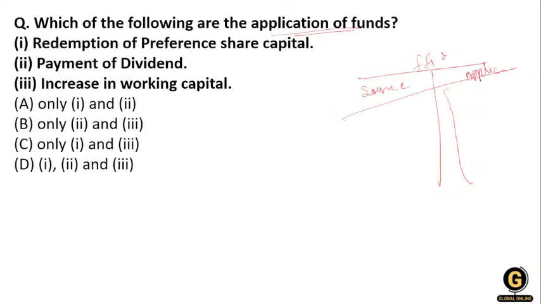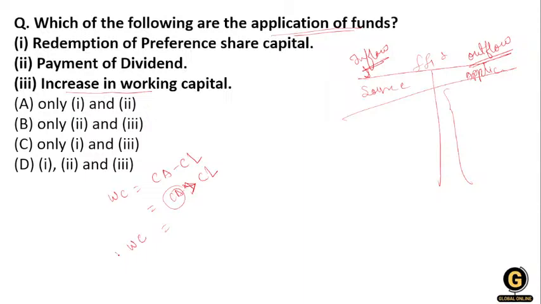Okay, fine. Look over here, what is the application side? The application side is where we see the outflow of funds, and the source side is for the inflow of funds. The first thing I have to tell you is increase in working capital. Working capital means current assets minus current liabilities. When your current assets are greater than your current liabilities, your working capital is increasing.